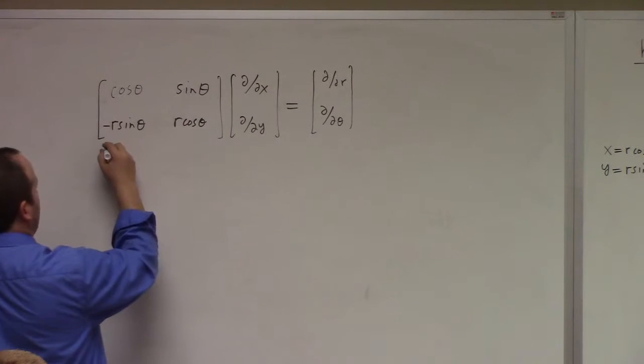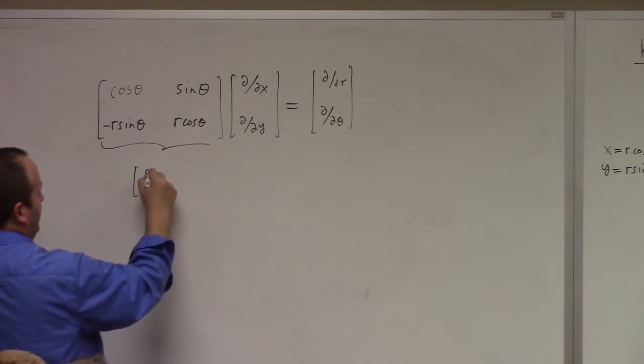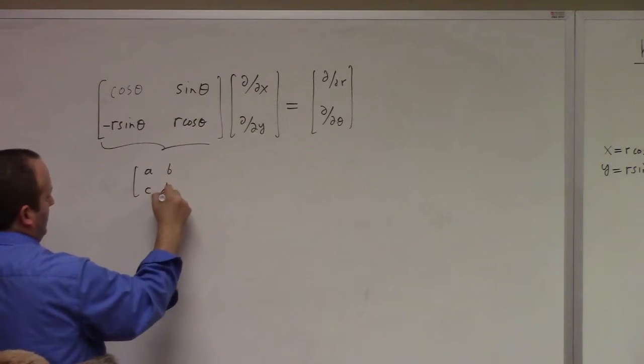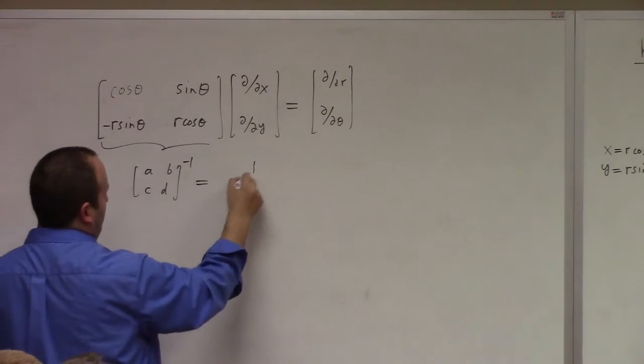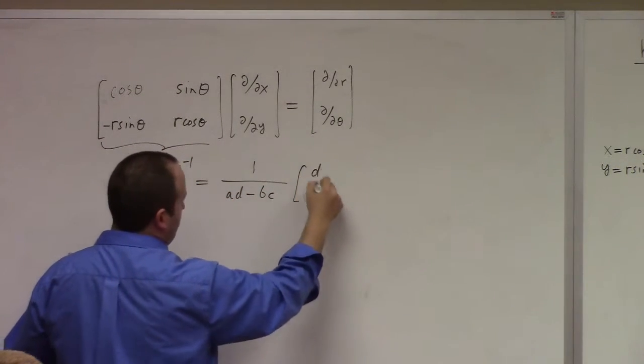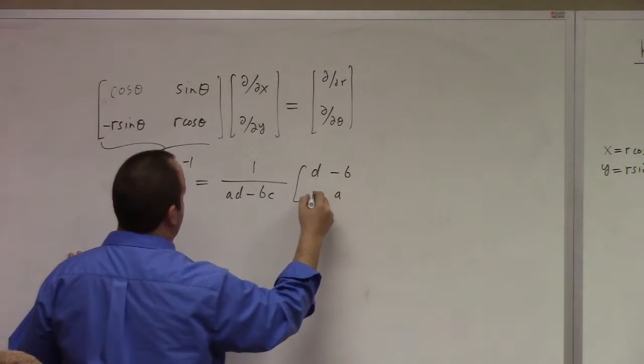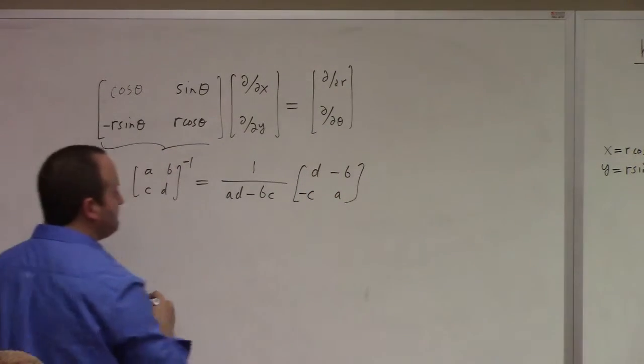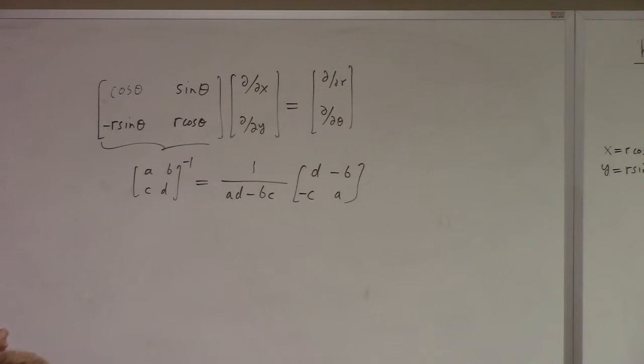What's the inverse to this matrix? If you have a matrix A, B, C, D, the inverse to that is 1 over AD minus BC. You flip the diagonals, and you put minuses on the off diagonal. That's the rule. You need to learn this at some point. Why not learn it now?